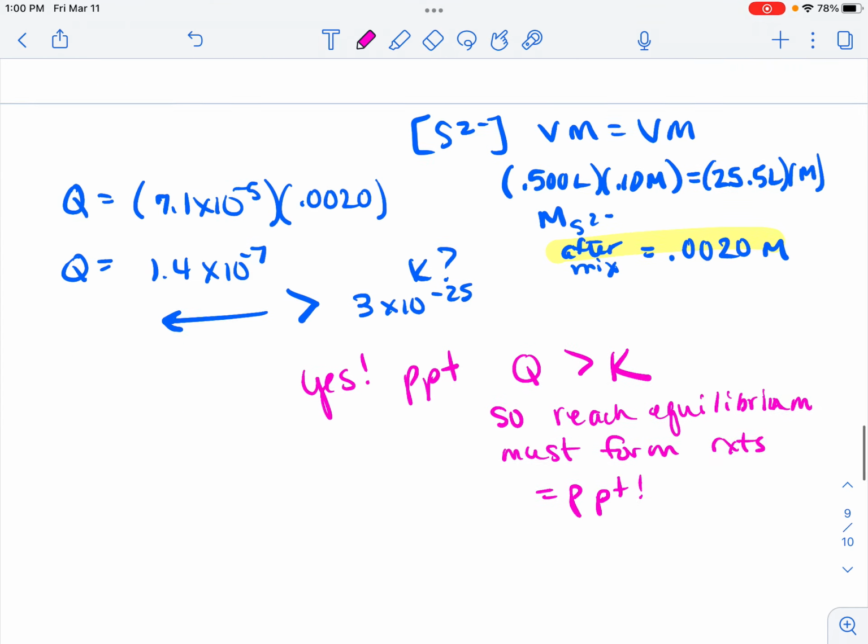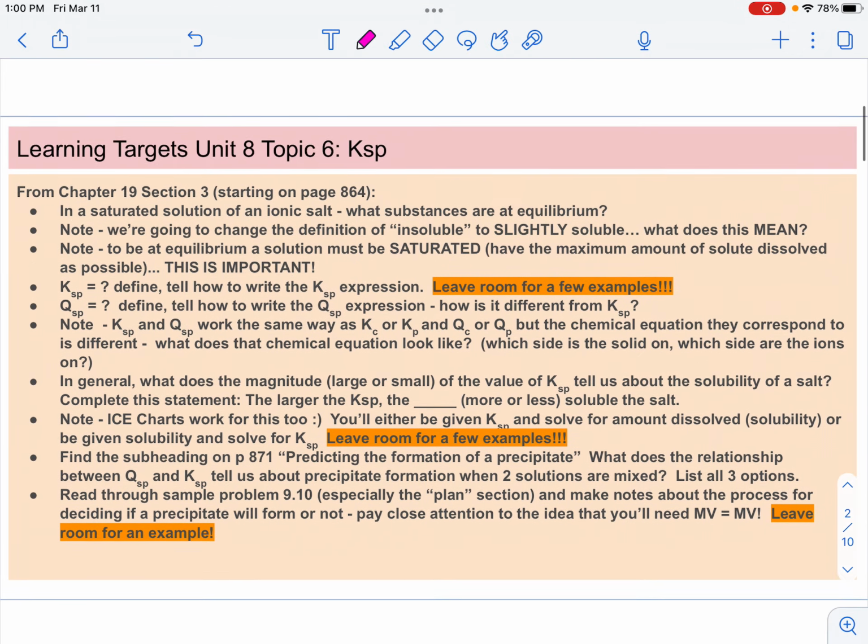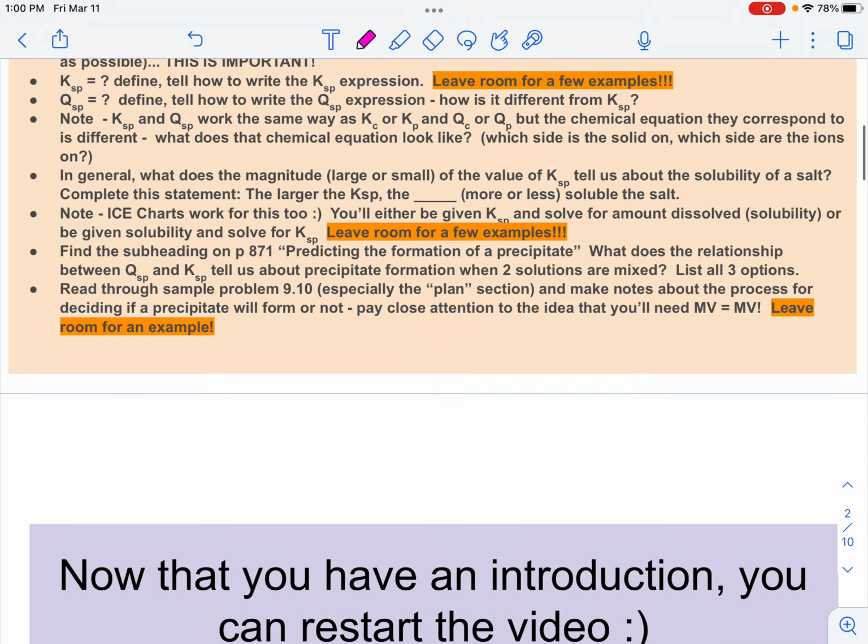Okay, so there you go. So this is what we're going to work on when I see you again, and come ready with questions so that you can start to practice and we can kind of see how it goes.